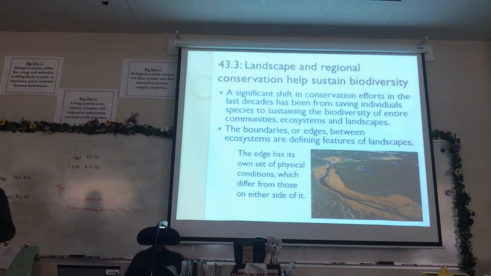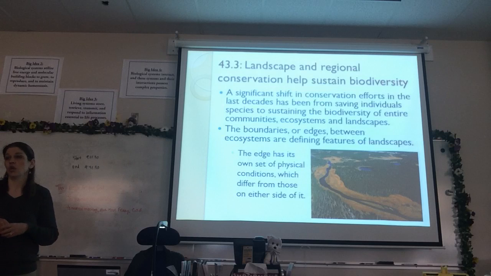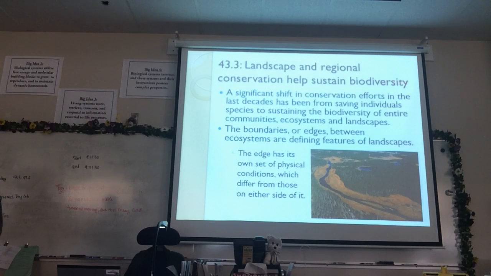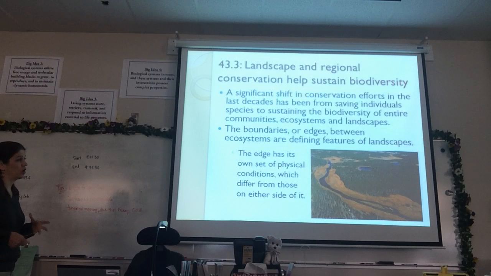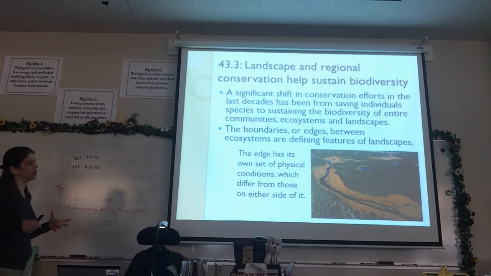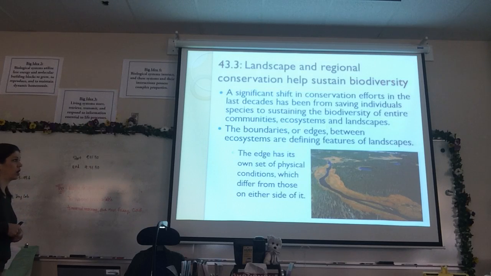So we've had a shift in the last few years as far as conservation efforts are concerned, from saving just one individual species to saving an entire ecosystem, where there are many individuals who might benefit from that kind of attention. I want to start by talking about edges of landscapes, because if we're going to be saving ecosystems, we have to figure out where they start, where they end, and what the features of the landscape are that we're actually trying to preserve.